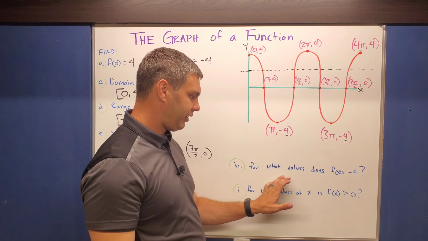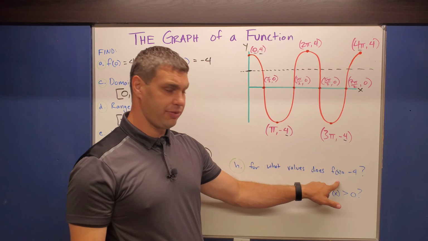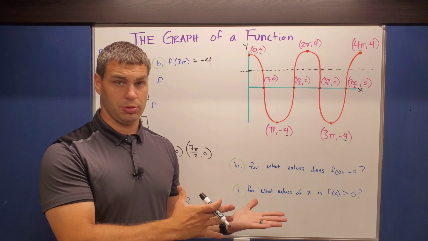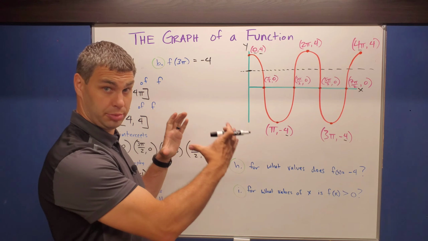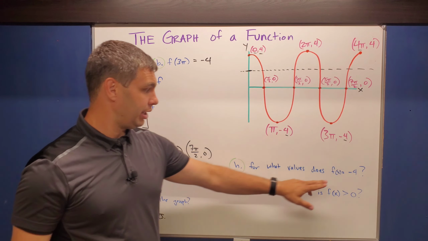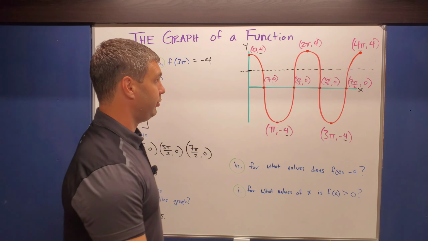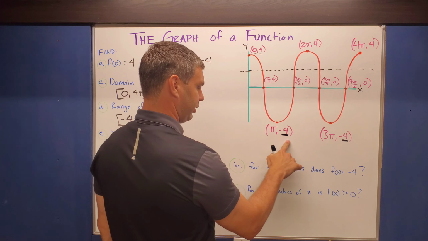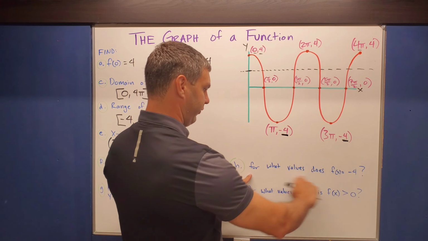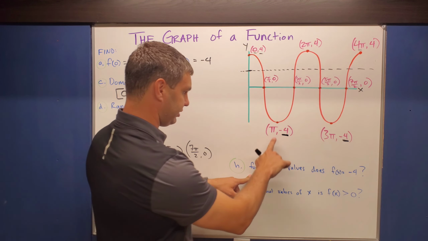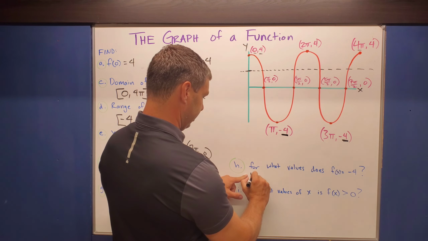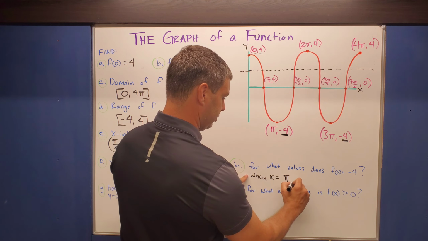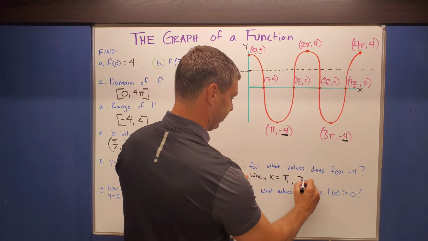Letter H, for what value or values does f of x equal -4? Now remember, f of x is another way to say y. So we're looking for any y value in our ordered pair (x, y) where the y value equals -4. We can see really quickly that here and here the y part is -4. So for what values does that happen? That's going to be when x equals pi, or when x is 3 pi.